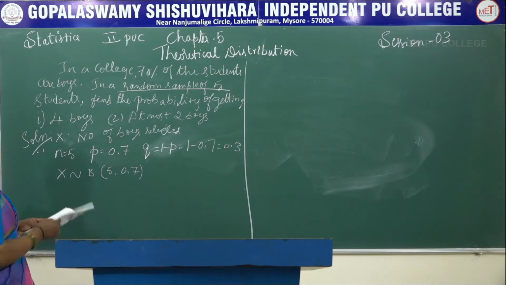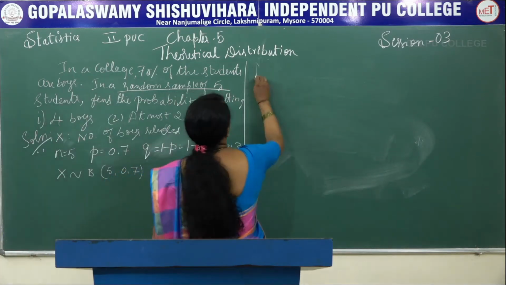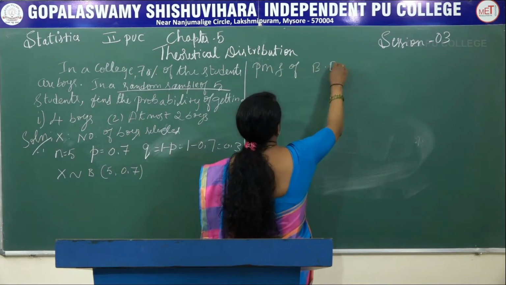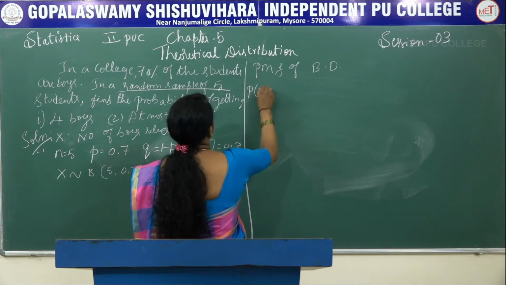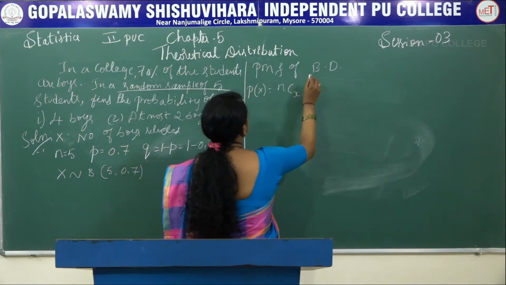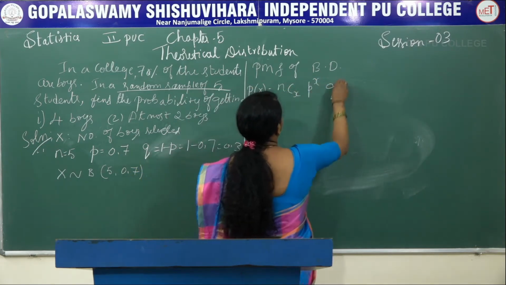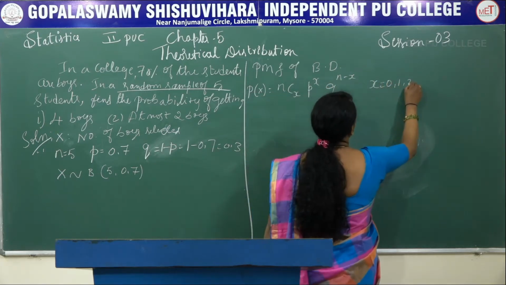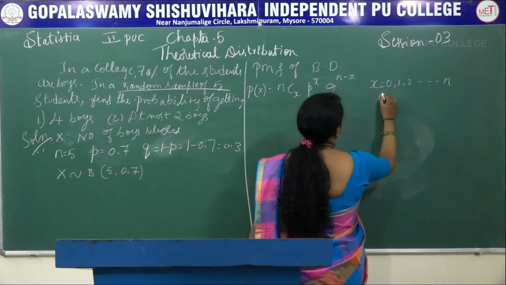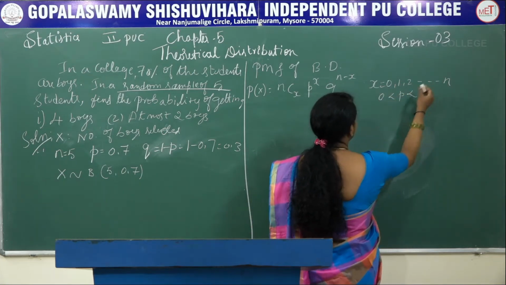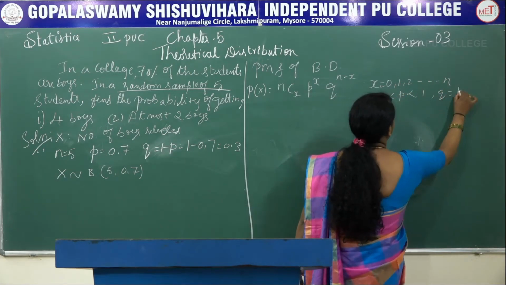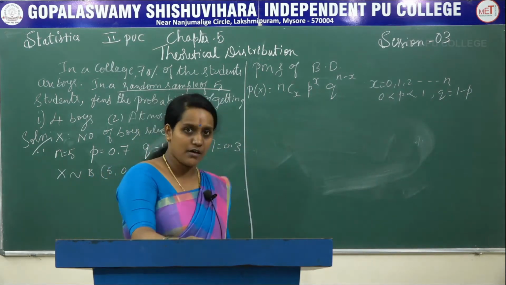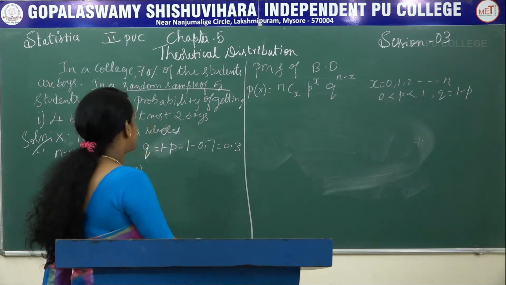Next, write down the PMF of binomial distribution. It is P of x equals nCx, p power x, q power n minus x. x takes the values 0, 1, 2, etc., n. 0 less than p less than 1. q is equal to 1 minus p. This is the complete PMF of binomial distribution.